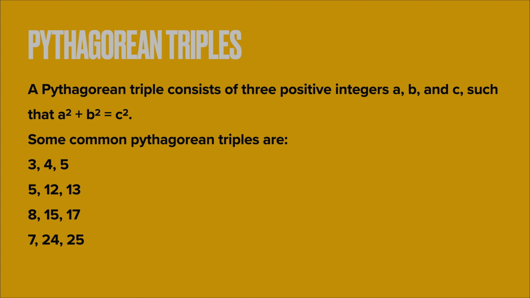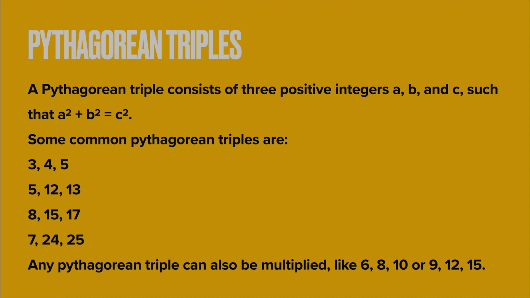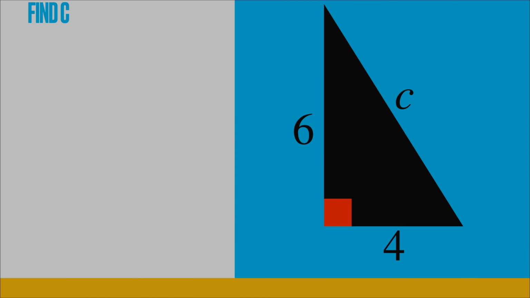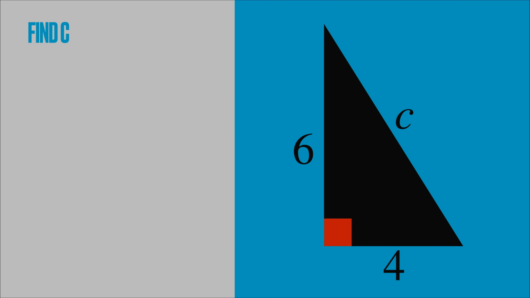But one thing I will point out is that any Pythagorean triple can also be multiplied. So a 3, 4, 5 can also be a 6, 8, 10, or a 9, 12, 15. A 5, 12, 13 could end up being a 25, 60, 65, any of those type of things. So that's important for us to remember. Now, let's go back to actually trying out another one. This one is, well, we're just out to find C. This is like that first question. This will be easy. I bet this is a Pythagorean triple as well.